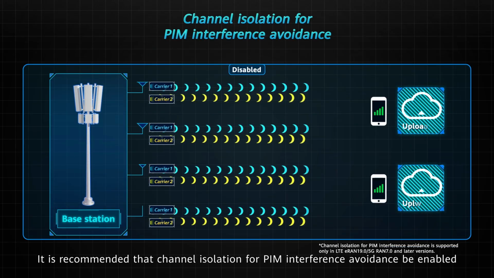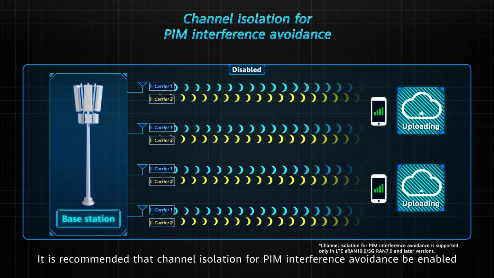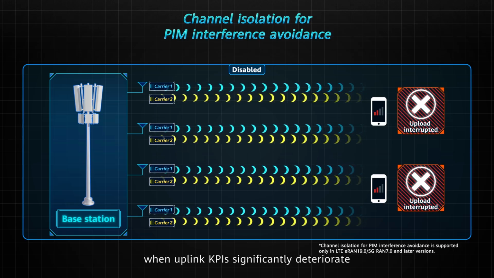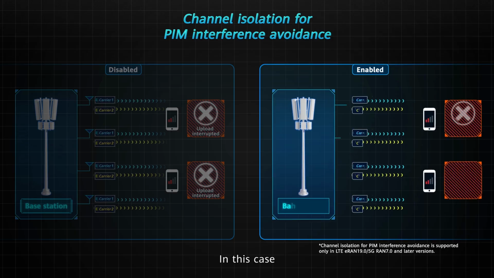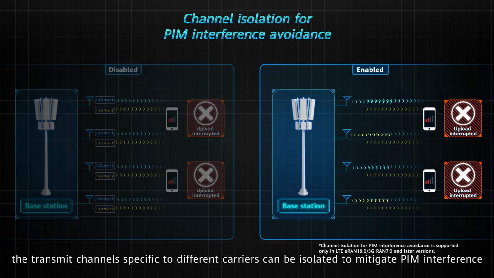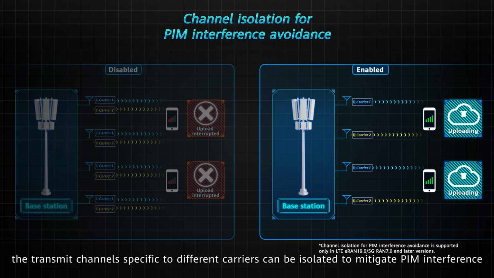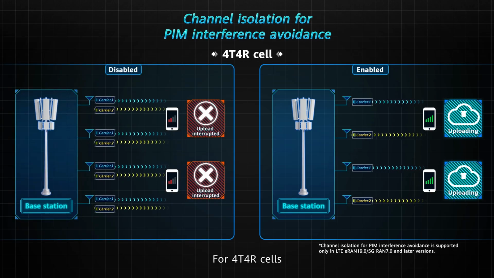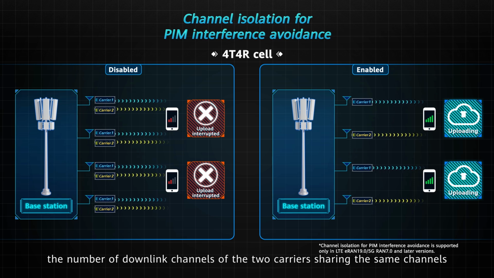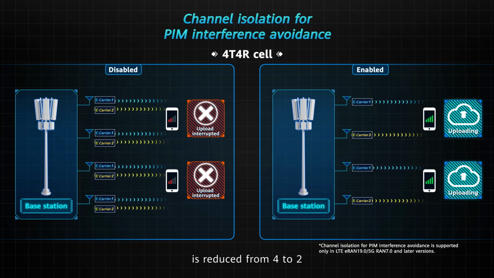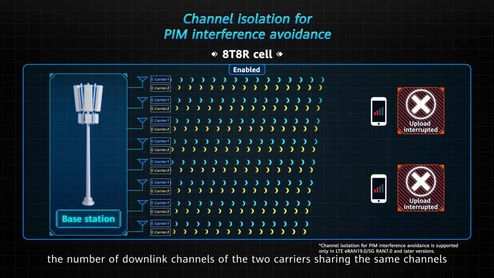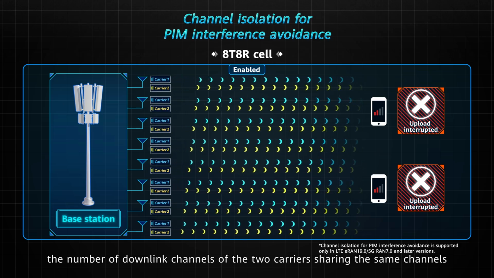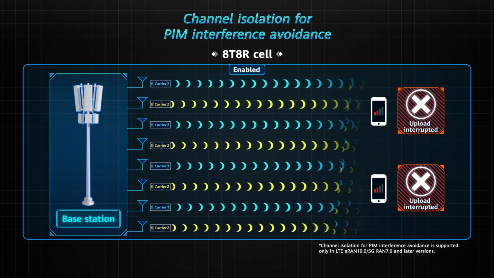Here, let's see how the channel isolation for PIM interference avoidance works. It is recommended that channel isolation for PIM interference avoidance be enabled when uplink KPIs significantly deteriorate and the uplink becomes basically unavailable due to strong uplink PIM interference. In this case, the transmit channels specific to different carriers can be isolated to mitigate PIM interference. For 4T4R cells, the number of downlink channels of the two carriers sharing the same channels is reduced from 4 to 2. For 8T8R cells, the number of downlink channels of the two carriers sharing the same channels is reduced from 8 to 4.